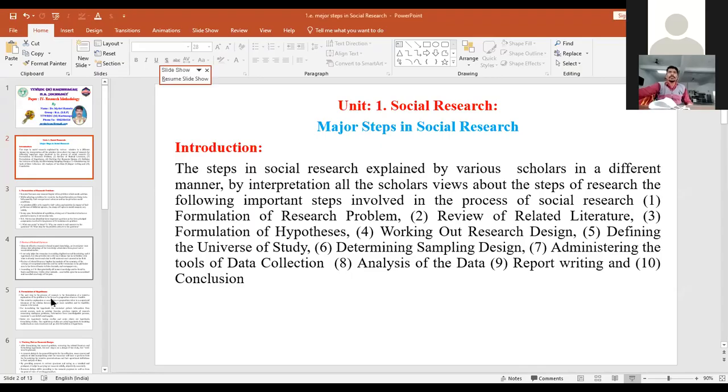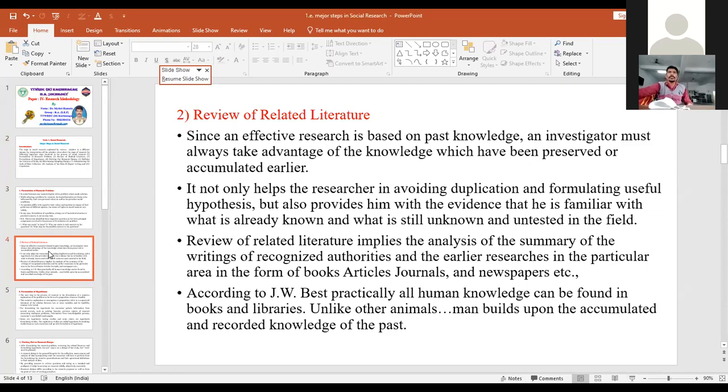only human beings can preserve their knowledge in books, and those books we can find in the libraries. So unlike other animals on the earth, no animal preserves knowledge in books like human beings. So that is why the review of literature is found in the form of books.